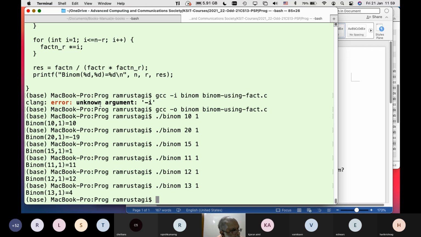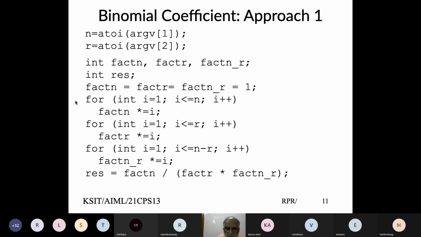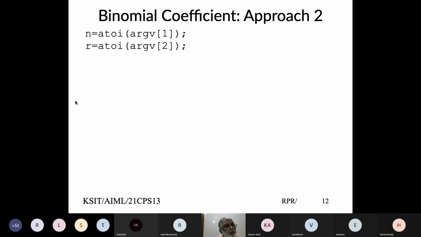So that's called overflow. When you write a program, you have to make sure you take care of those overflows. We'll discuss that more in detail, probably time permitting towards the end. But right now, let's deal with small numbers and see how binomial works. Let's look at now the second approach of the binomial. We have the same thing.